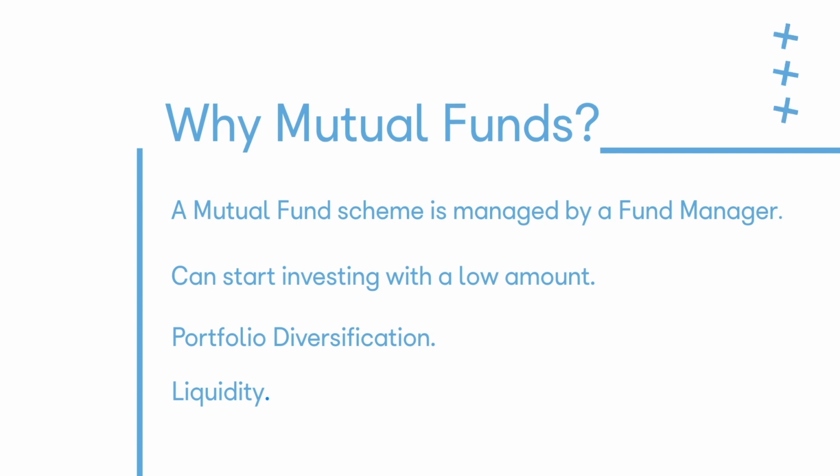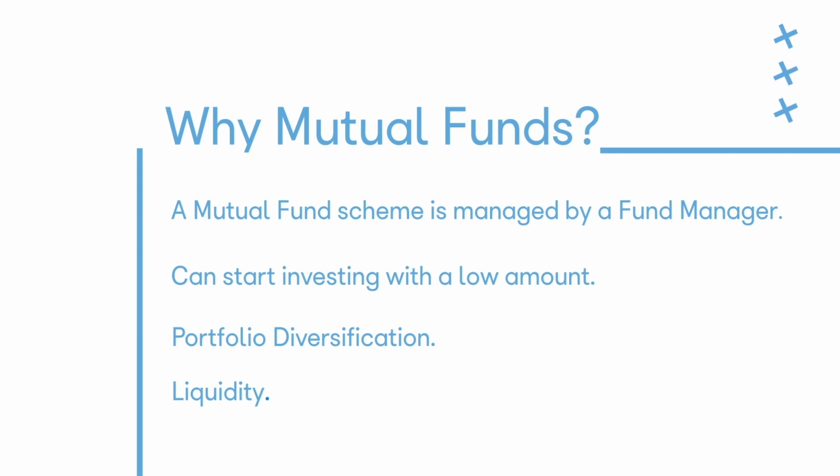Secondly, investing in mutual funds is very affordable. We can start investing with a minimum of 100 rupees, although the minimum investment amount can vary from scheme to scheme. Another advantage of mutual funds is the portfolio diversification. Portfolio diversification becomes very simple by investing in a mutual fund because you can simultaneously invest in different industries and also lower the risk comparatively.